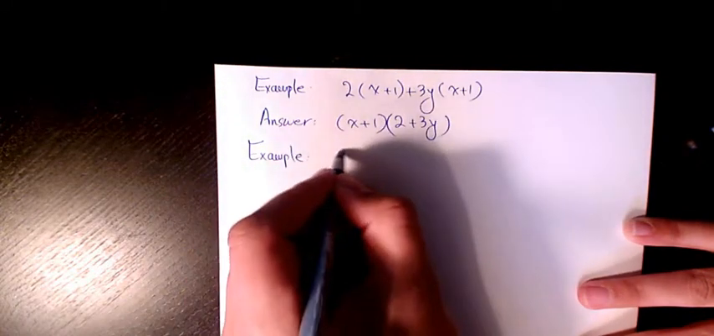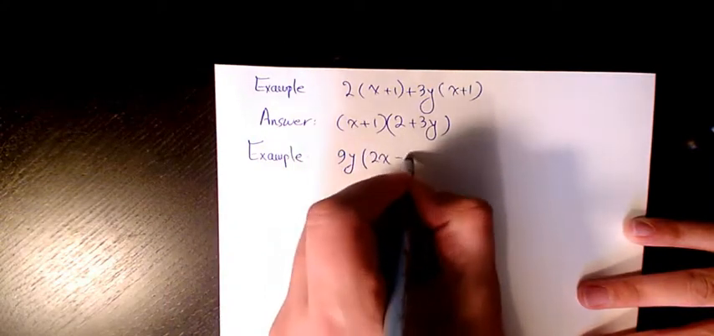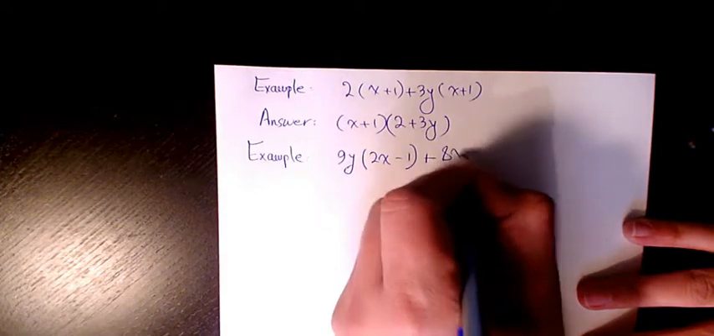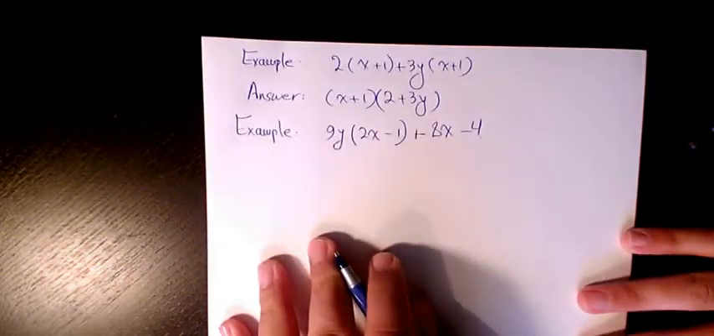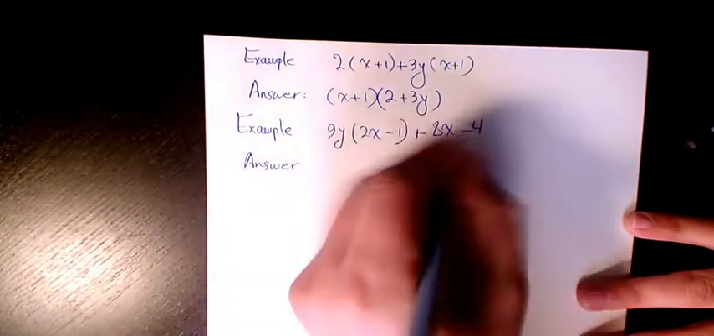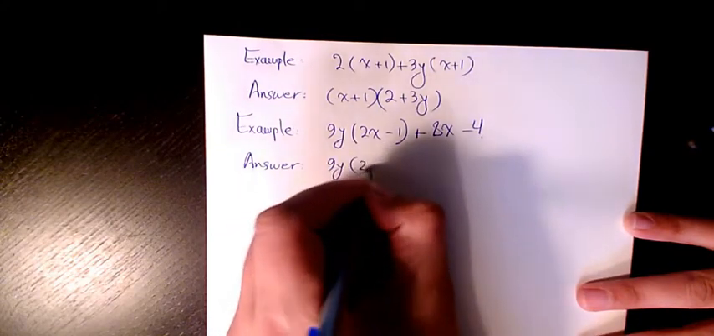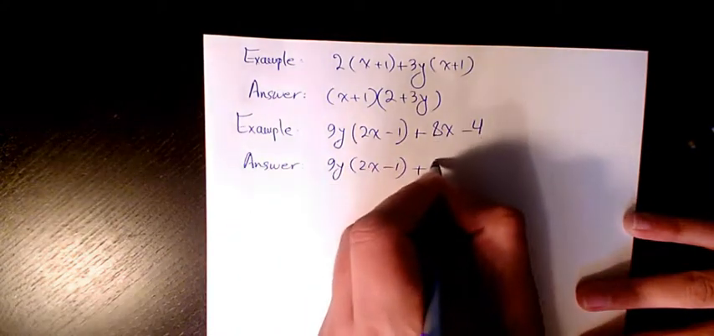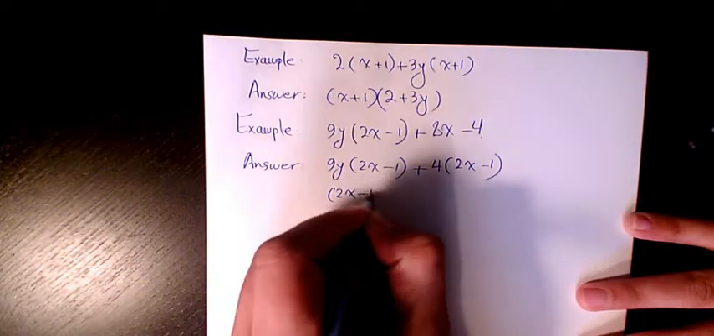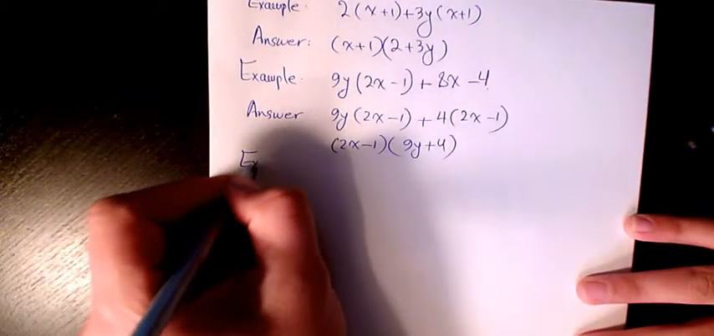Next example, we have 9y(2x minus 1) plus 8x minus 4. Now in this example, first of all, I'm going to factor 2x minus 1. I factor 4 from the second part, so it becomes 4(2x minus 1), and then I factor 2x minus 1, and it is going to be 9y plus 4. Next example.